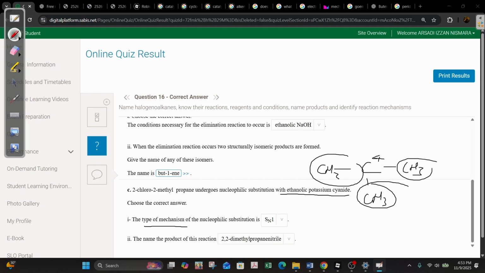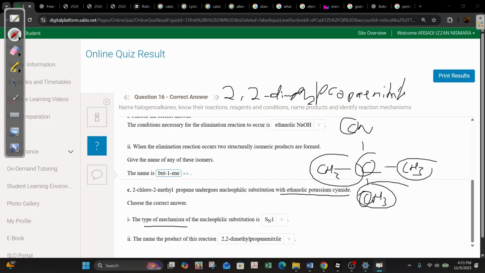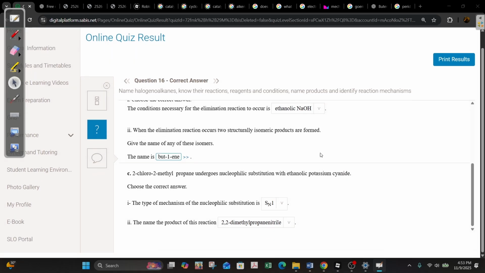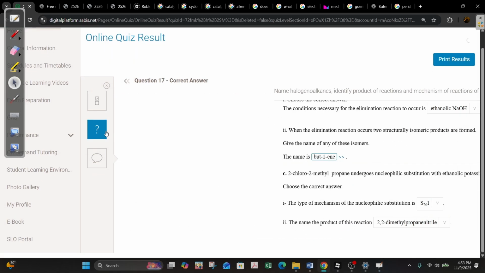So this will produce CN. And for nitrile groups, you always count from the nitrile group first. So it'll be methane, ethane, propane. So it'll be propane, what do you call it? 2,2-dimethylpropanenitrile. Don't forget the nitrile group at the end. Okay, nothing too hard. Question 17, the last one of the day.